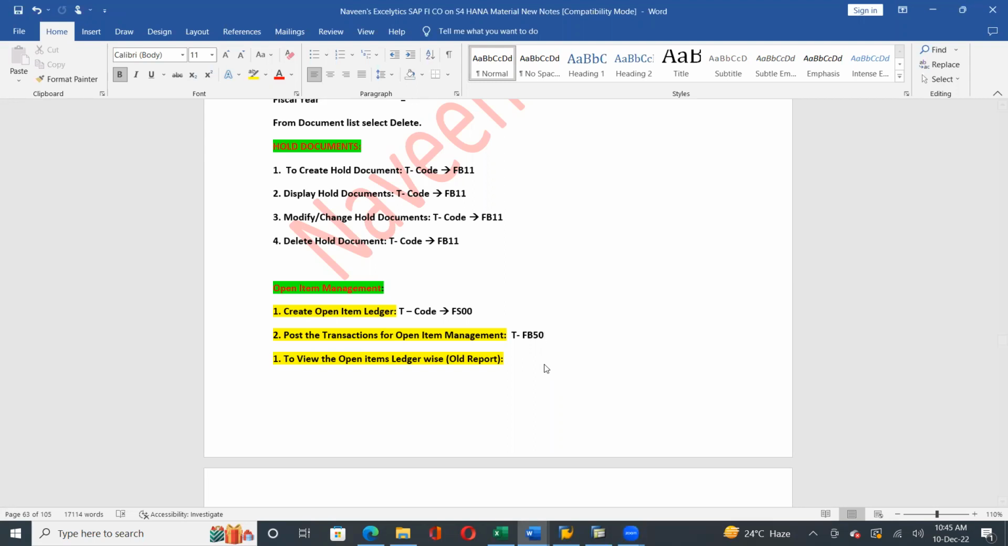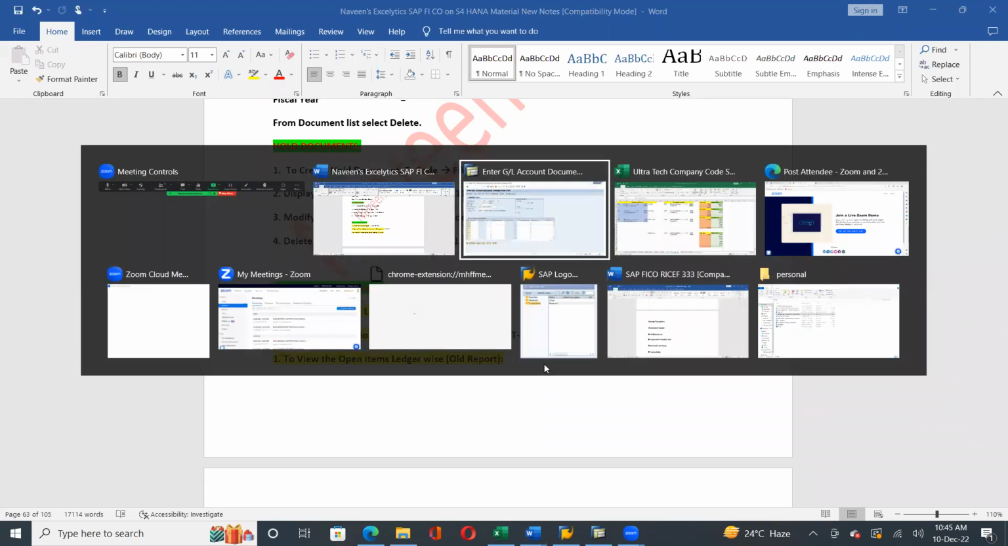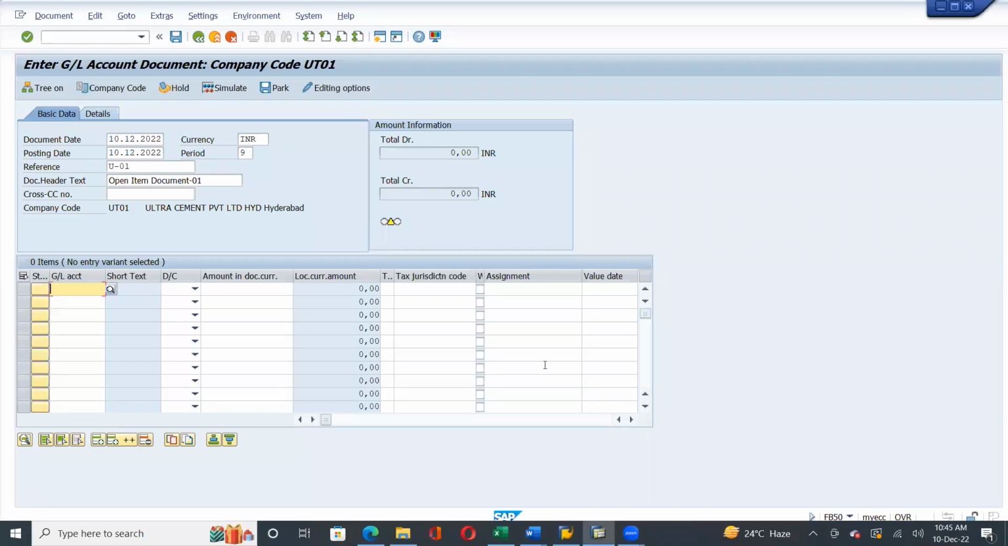So we are doing the posting on FB50, right? Normally posting a single screen is FB50 only. Open item, sorry, we have already created the salaries payable account last week. That's what I showed earlier. Yes, open item management, the outstanding item we have created, right? So write down the entry.